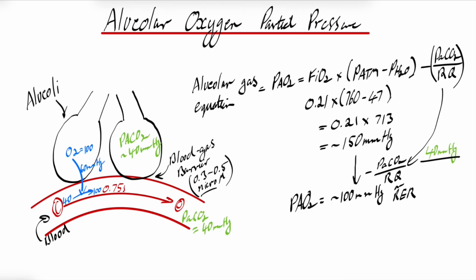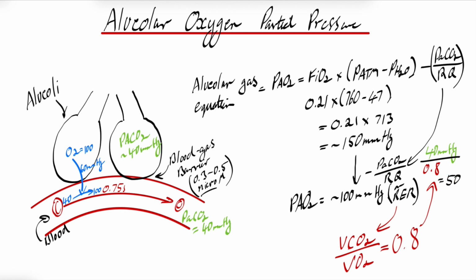You can also use the respiratory exchange ratio, which is a measurement at the level of the mouth. And you're considering how much CO2 is produced divided by how much oxygen is consumed. And in a normal Western diet, it's about 0.8. So it becomes PaCO2 of 40 divided by 0.8, which equals 50. So when you apply it to our equation where we had 150 millimeters of mercury minus 50, it ends up being 100 millimeters of mercury.